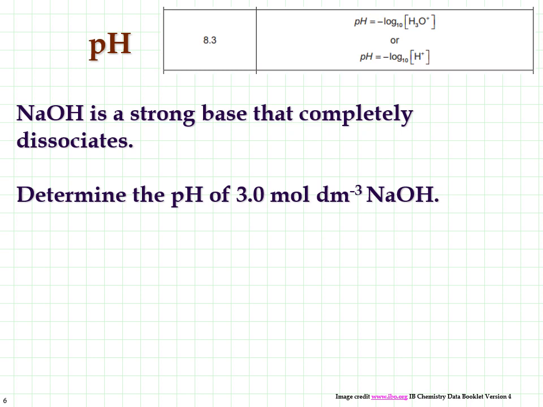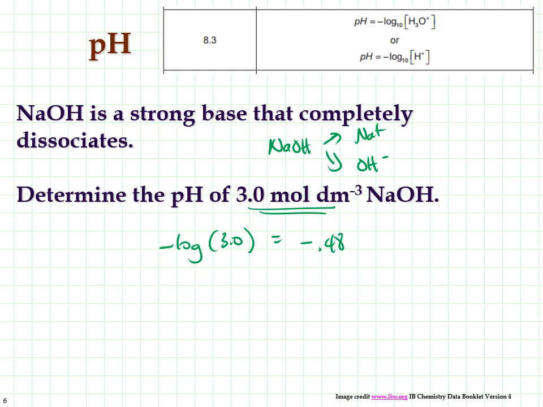So let's look at this problem. Sodium hydroxide is a strong base that also completely dissociates, which means that it pops apart into sodium ions and hydroxide ions when it's dissolved in water. Let's determine the pH of a 3 moles per cubic decimeter, 3 molar sodium hydroxide solution. Can I just do the negative log of the concentration of the base here, and we're going to get, oh, the same number as we got on that last slide. Does this make any sense? Can my base, sodium hydroxide, have a pH of negative 0.48? That's really, really less than 7. That doesn't make any sense. My base should have a pH much, much greater than 7, right?